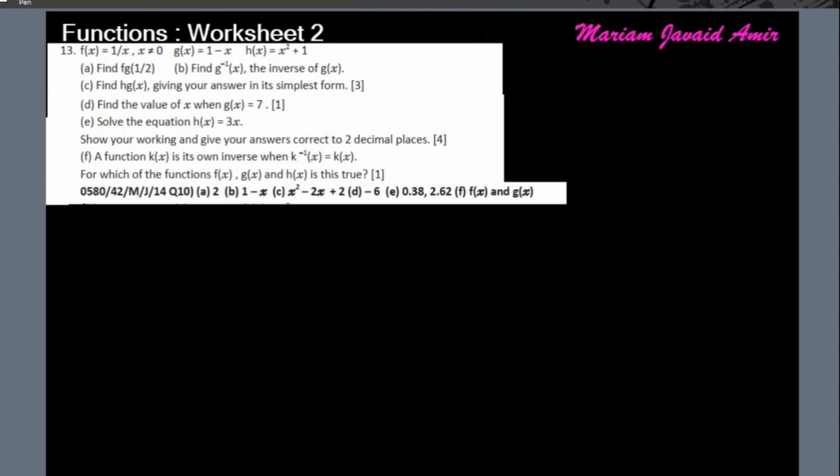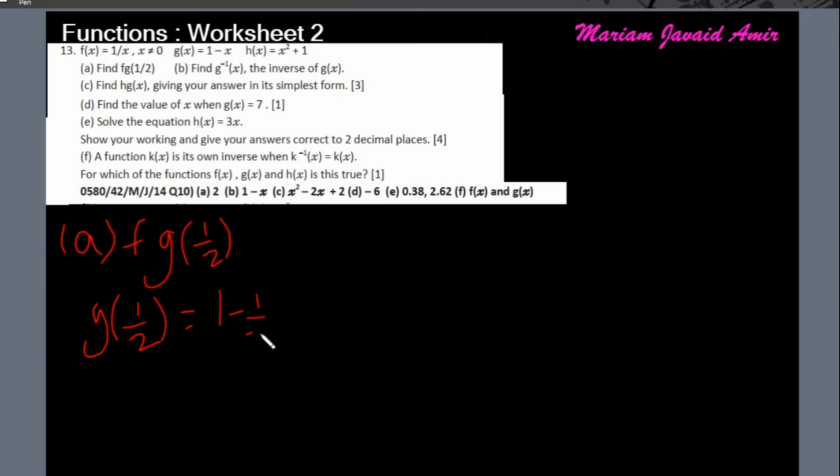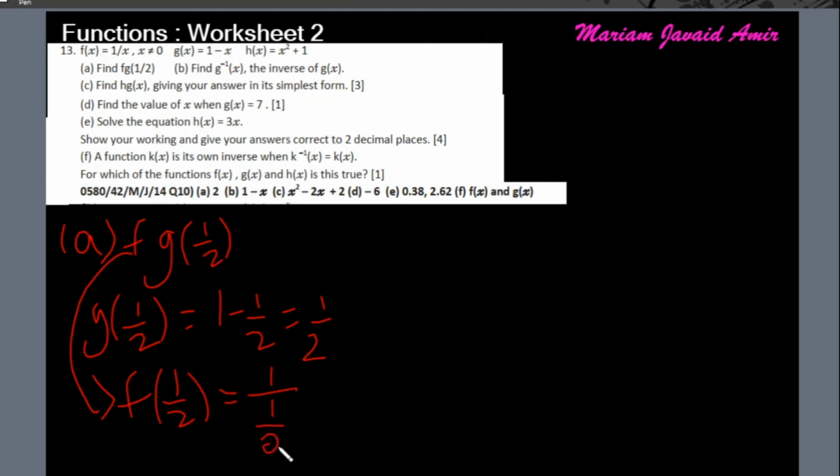Question number 13. Part A. Find f of g of half. So first we need to find g of half, which means in g(x) replace x with half. So 1 minus half gives half. So that means we actually need to find f of half. So in f(x) replace x with half. So this is 1 over x, or 1 over 0.5, which is simply 2.